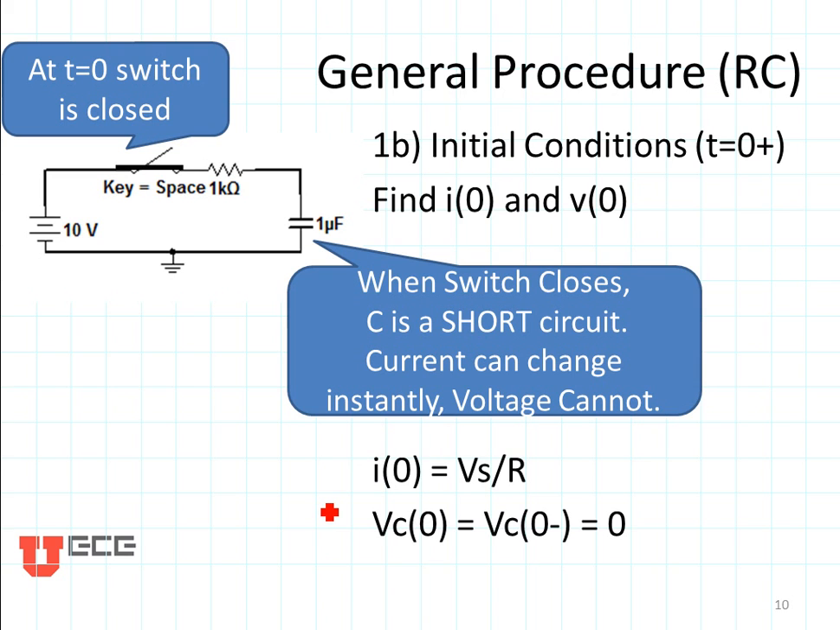Then we need to consider the initial conditions. This is when the switch is closed. That's time t equals 0 plus. It's just barely closed, and we need to find the current and the voltage. When the switch closes, this capacitor acts like a short circuit. The current can change instantly, but the voltage cannot. So I of 0 plus is not going to be the same thing as I of 0 minus. It's going to quickly go to Vs over R. The voltage, on the other hand, is the same as at 0 minus. It's going to stay at 0.